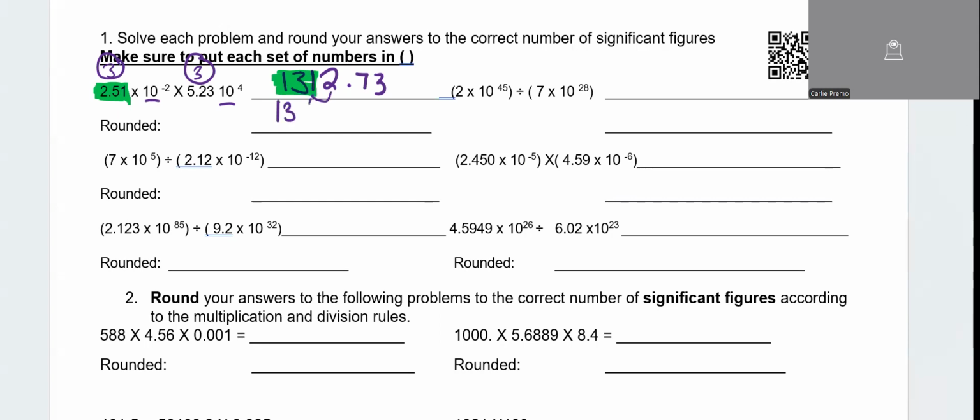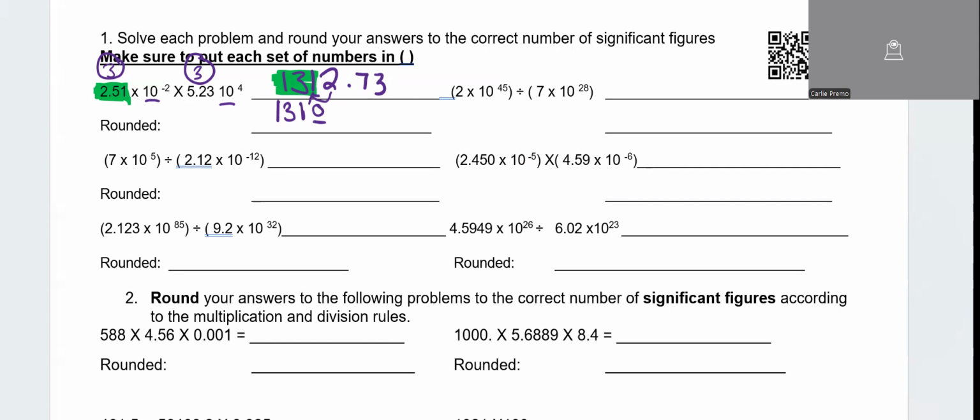Specifically, I keep the 1 because that's a 2, just like the problem before. It will not bump it up to a 2. It'll keep it as a 1 since it's less than 5. But I do need to have that placeholder of that 0. So I have 3 sig figs, but it's still 1,310.